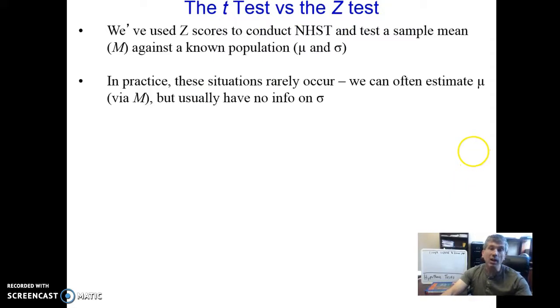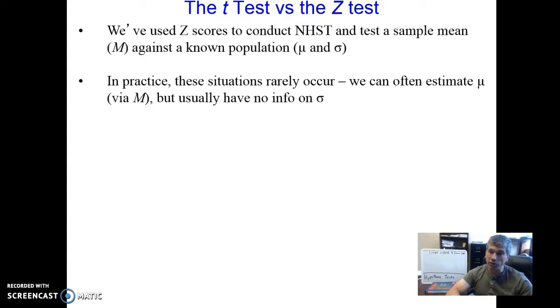So here's how it works. Again, we ran that z-test when we had a mean of a sample, and we wanted to compare it against a population where we knew both the mean and the standard deviation. But in reality, you almost never know all of that information about a population. A lot of times we can estimate mu, sometimes we actually know what mu is, but oftentimes we have no information on standard deviation, on those measures of variability.